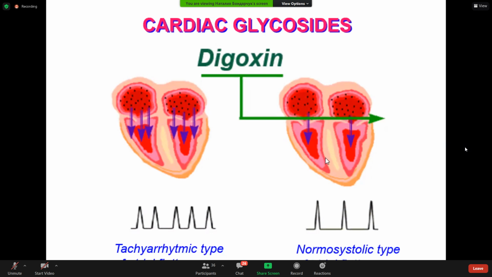So no marked hemodynamic changes will be in this type of contraction of the heart. But still, because of the rapid contractions of the atria, there will be special conditions to form thrombosis, clots. That's why, together with digoxin, we can use anti-clotting drugs, anticoagulants.